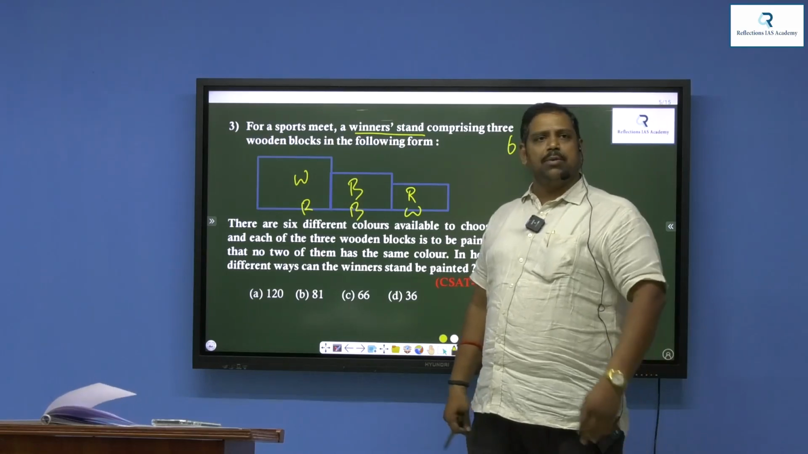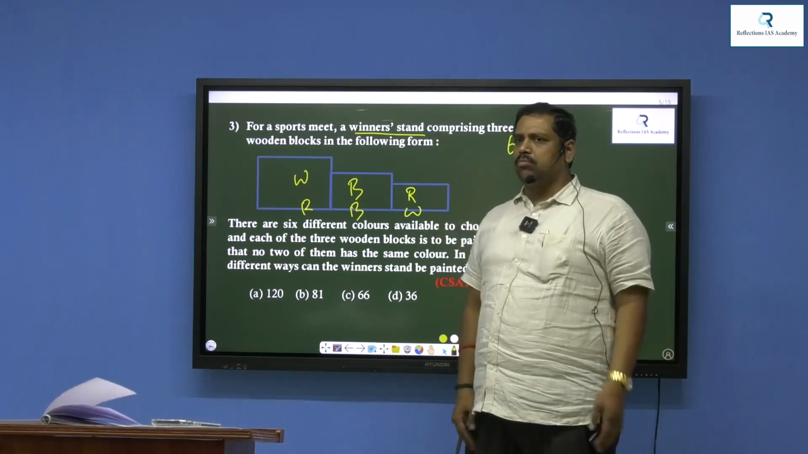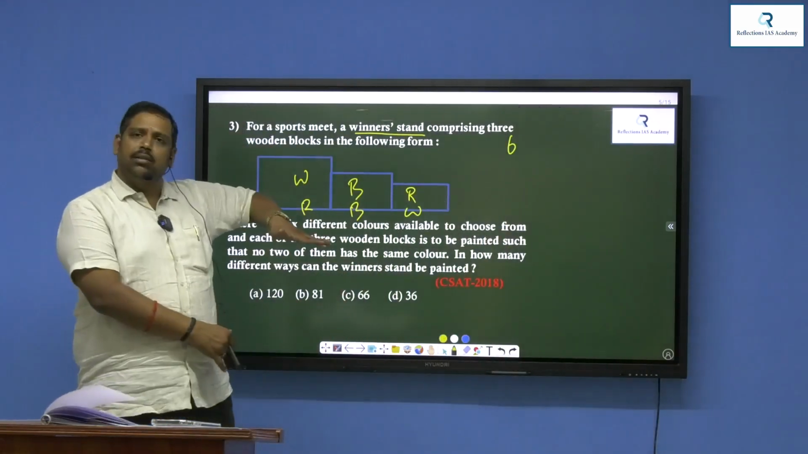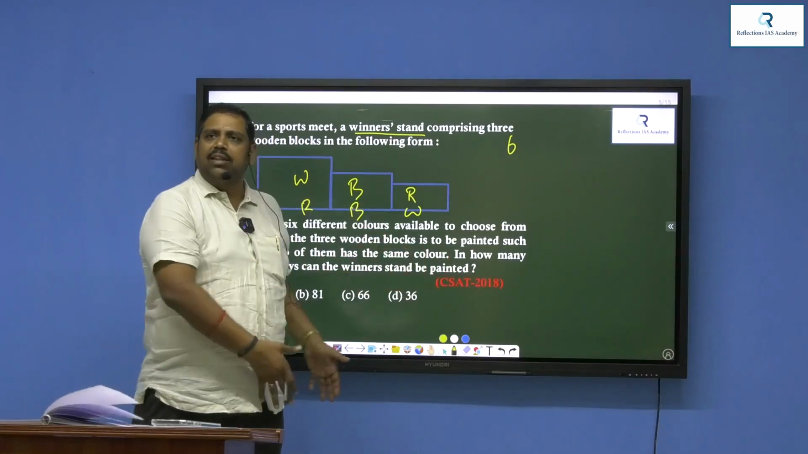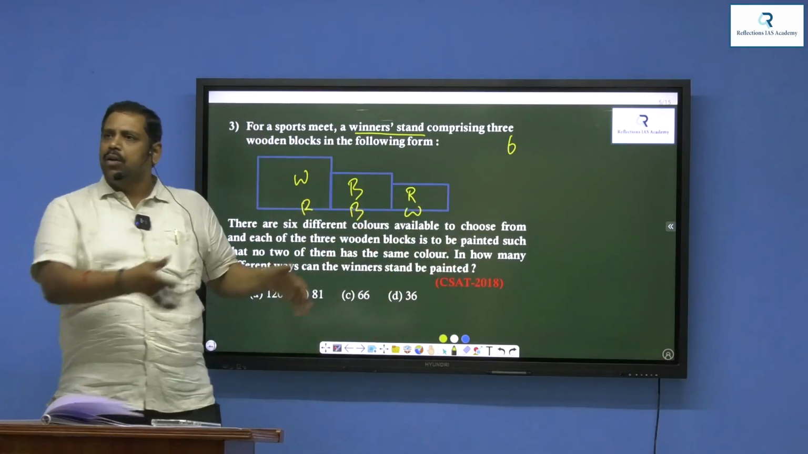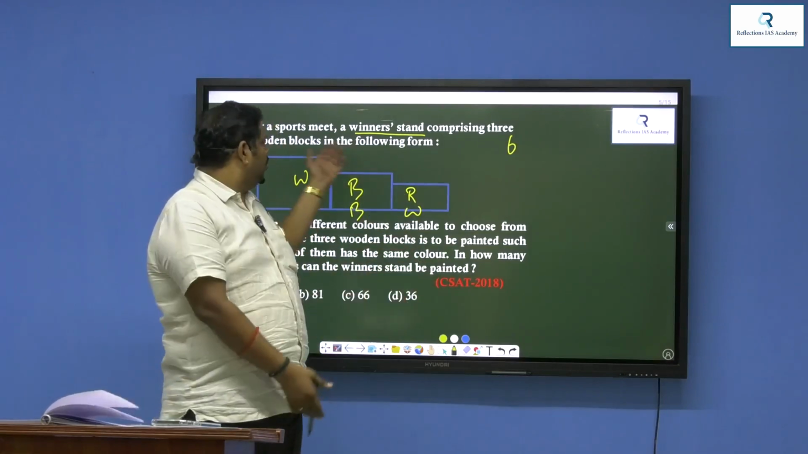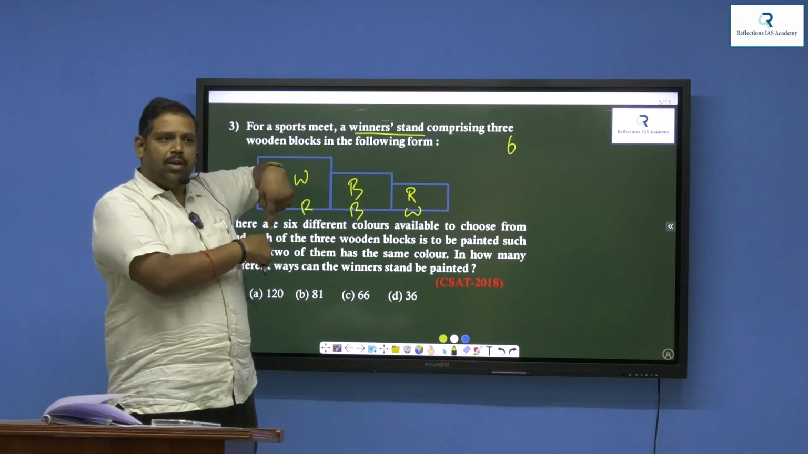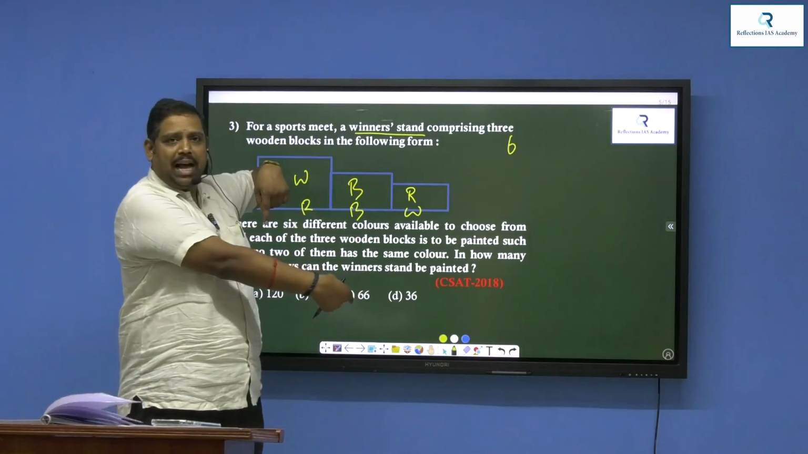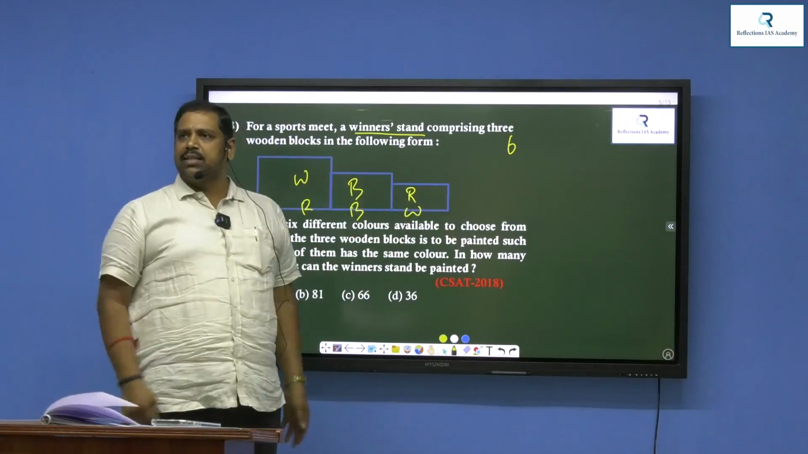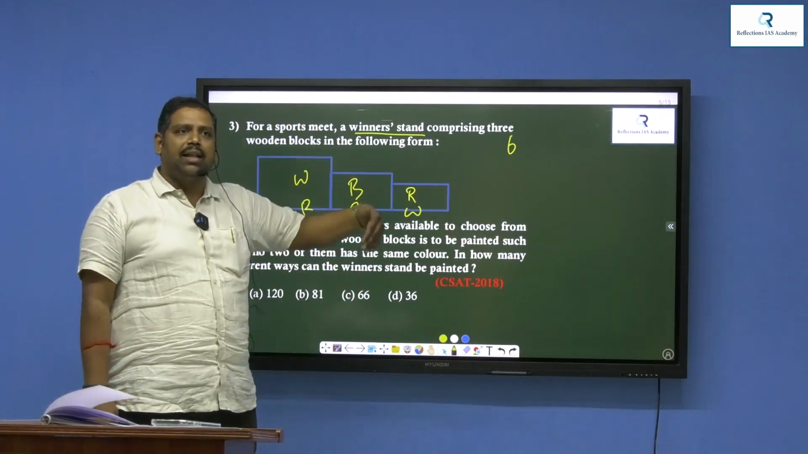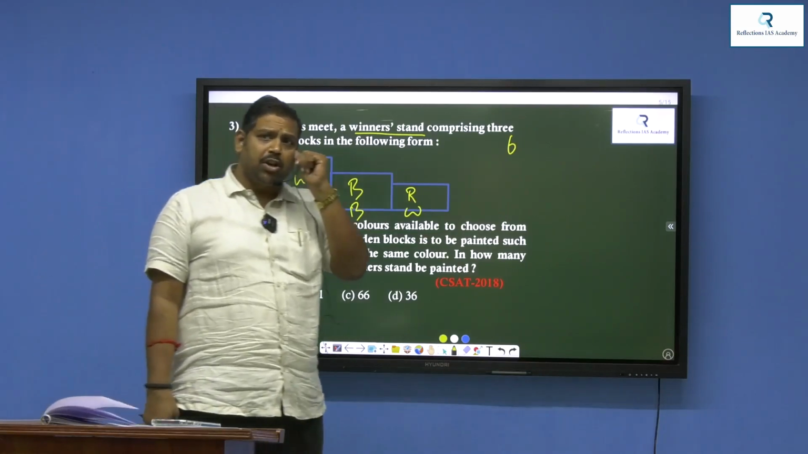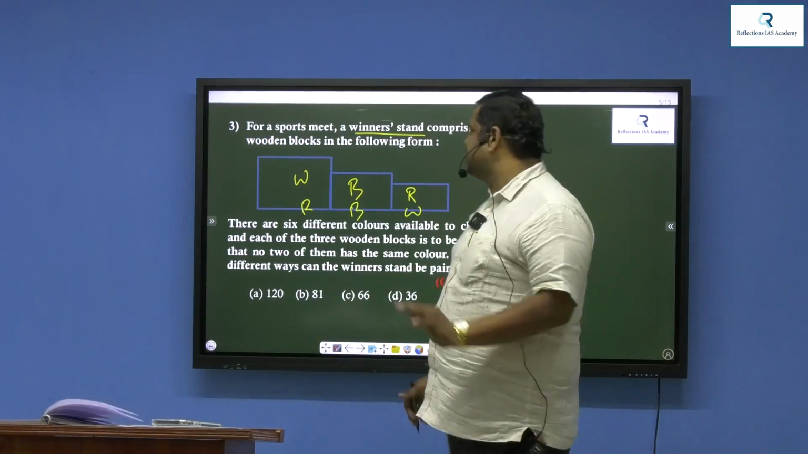Suppose I am the one who has conducted the meet. I will give the prizes to them. 3 members I want to select, winner, second, third positions. For these 3 members, I am preparing a stand like this, right or wrong? Winner stands on the white block, second winner black, third one red. This is one case. Winner is on the red, another. Both are same or different ones? Different ones. So is this permutation or combination? Permutations. That is the important case.